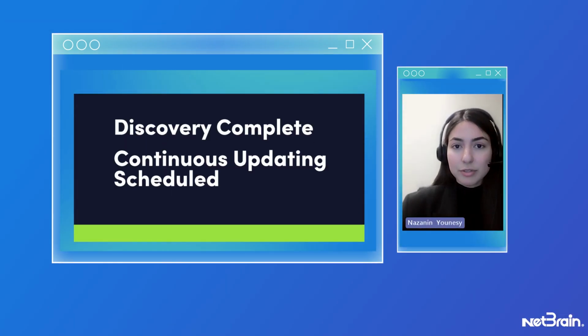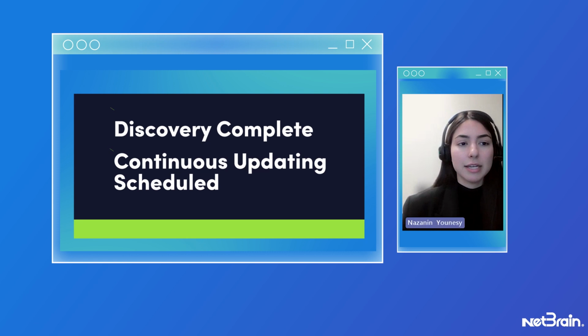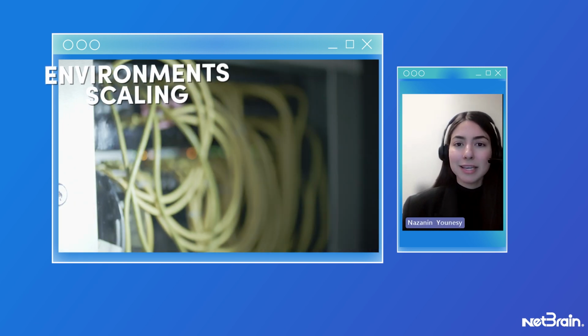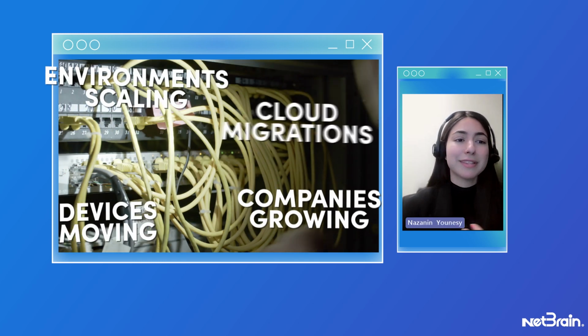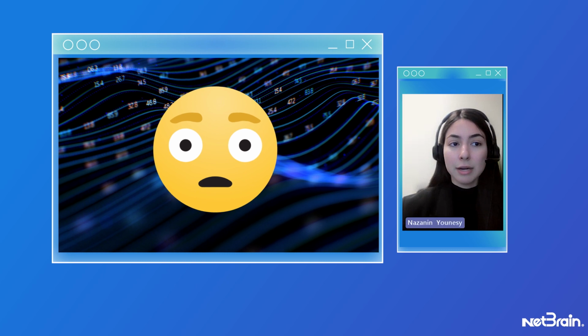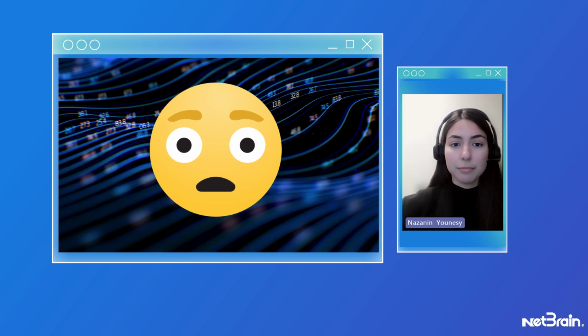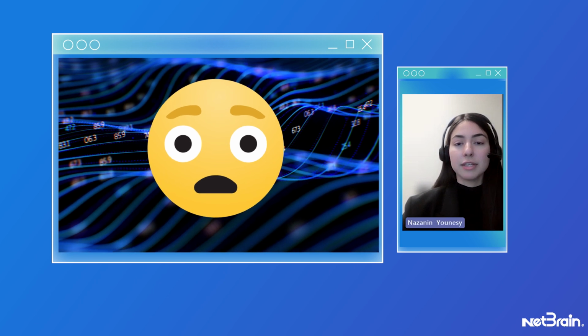What can we do with this? Now that we've discovered our environment, we put this on a timer, so NetBrain is continuously updating. That's a key point because we understand that environments are constantly scaling, companies are growing, devices are moving, we're doing migrations, and people are moving things to the cloud on a day-to-day basis. We want to make sure that our network reflects those changes. So now that everything's being discovered and everything is up to date, what can we do?